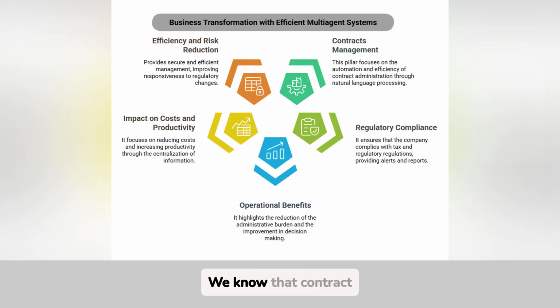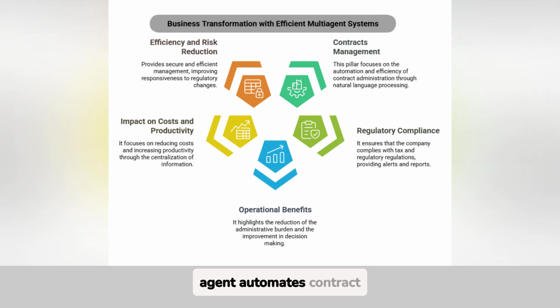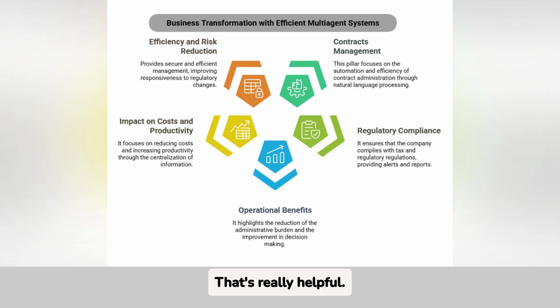Perfect. We know that contract management in the traditional model involves a lot of manual tasks, and often the information is scattered in different documents. How does the contract management agent solve this? The contract management agent automates contract administration using natural language processing, or NLP techniques. This means that the system can automatically read and extract relevant information from each contract, such as due dates, specific clauses, payment amounts, and penalties. With this information, the agent generates alerts and reminders when a due date is approaching or when a contractual aspect needs to be reviewed.